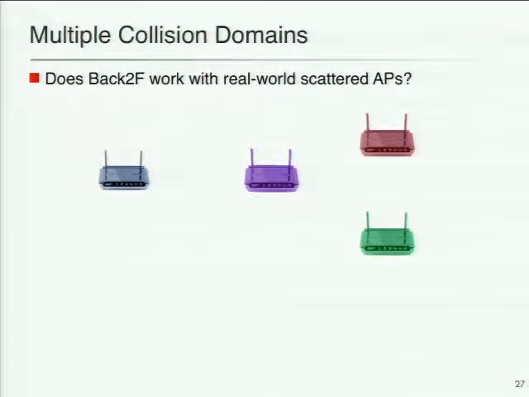Now whatever I've told you until now assumes that these access points, the purple, red and green, can hear each other, and they have a similar picture on the listen antenna. Now this is not the reality. In reality, you will have scattered access points and you will have multiple collision domains. I might be able to hear J and J might be able to hear Atul, but I may not be able to hear Atul.